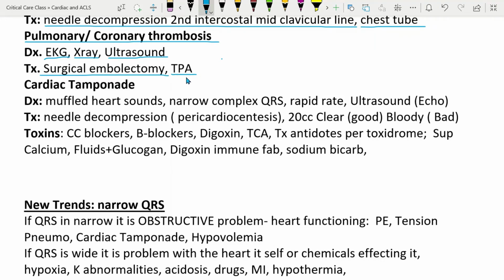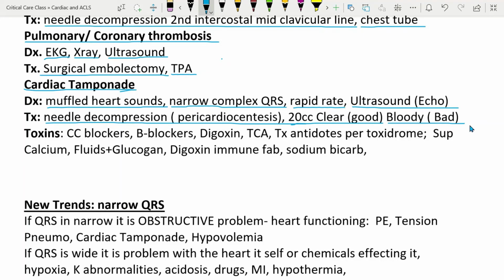Cardiac tamponade, diagnosed with muffled heart sounds, narrow complex QRSs, rapid heart rate, ultrasound such as echo of pericardial sac, and is treated with needle decompression, pericardiocentesis. 20 cc's of clear fluid is a good result, and if it's bloody, it's bad.